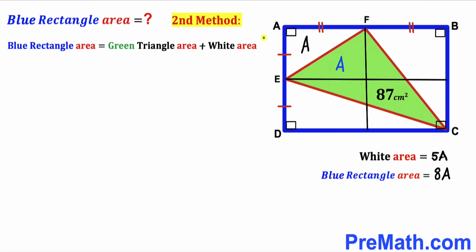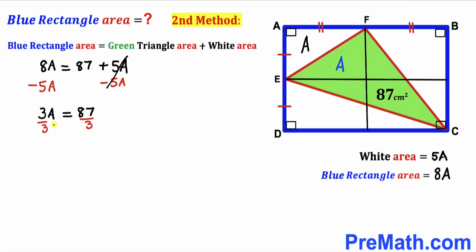And now let's recall this equation once again. The blue rectangle area equals the green triangle area plus the total white area. And here our blue rectangle area is 8 times A. Our green triangle area is 87 and our white area is 5 times A. Let's go ahead and fill in the blanks. So we got 8 times A equal to 87 plus 5 times A. And now we are going to subtract 5 times A from both sides. This is gone. So therefore 3 times A value turns out to be 87.